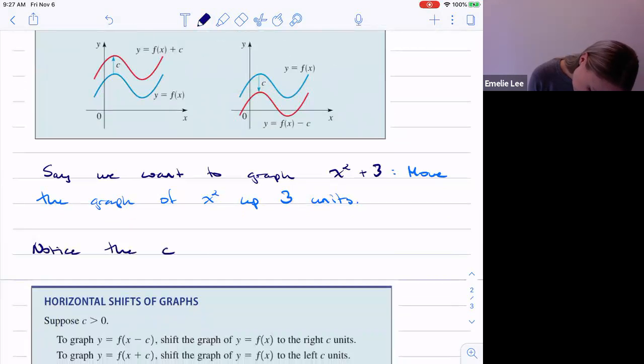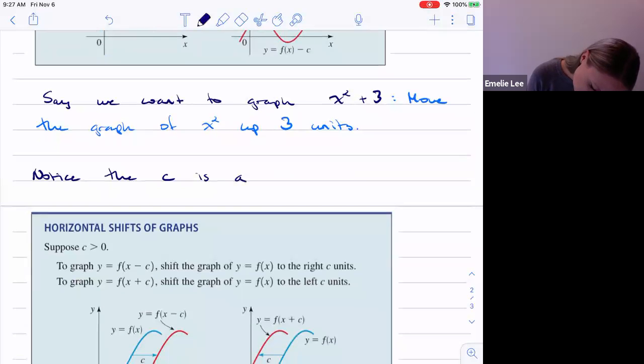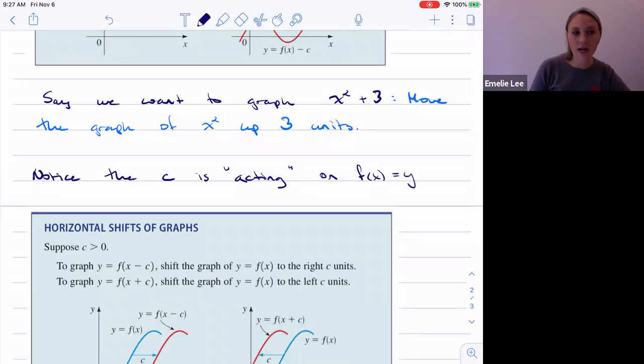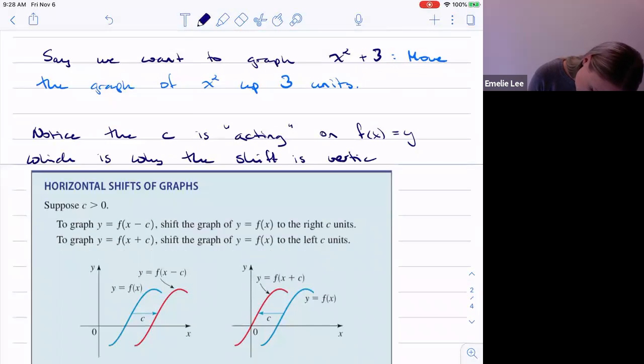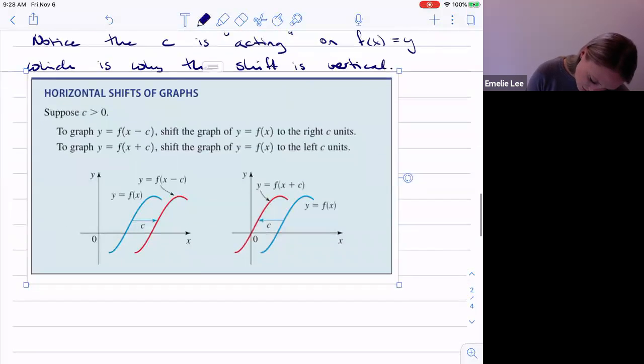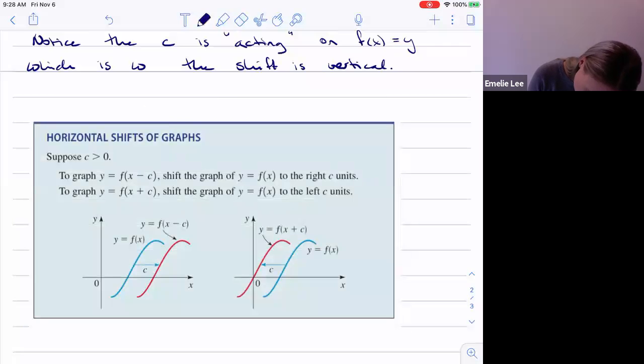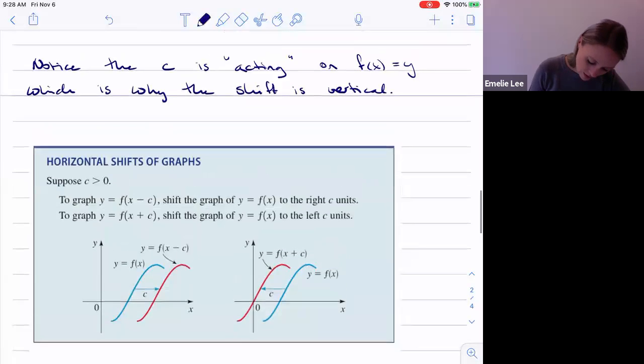Notice the C is acting on F of X. F of X is Y, right? Which is why you have a vertical shift. Which is why the shift is vertical.